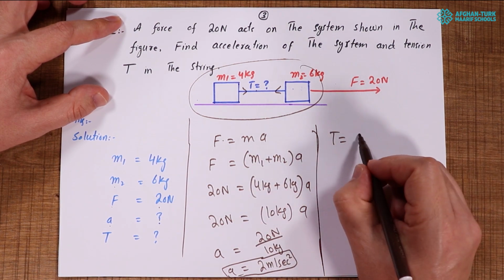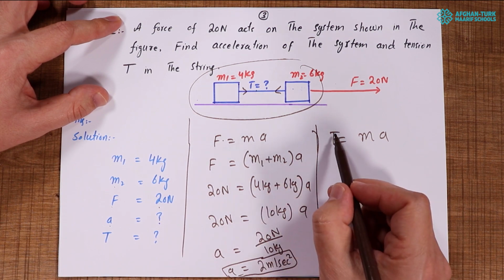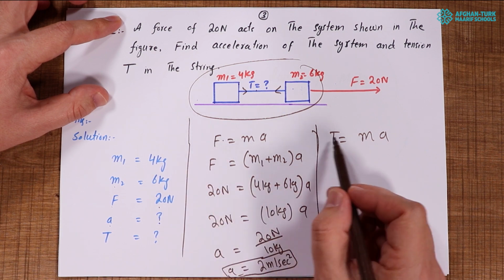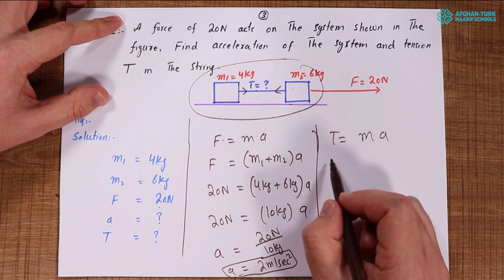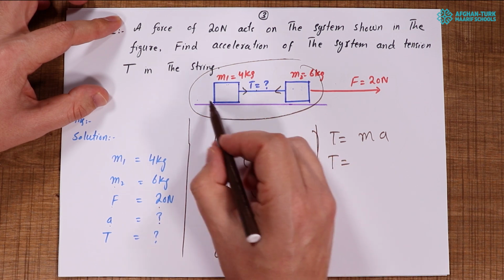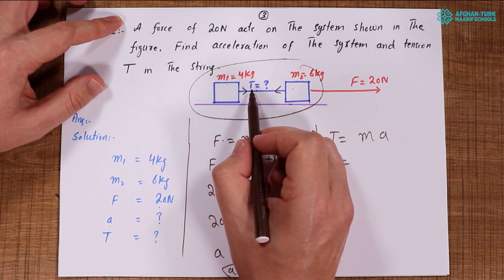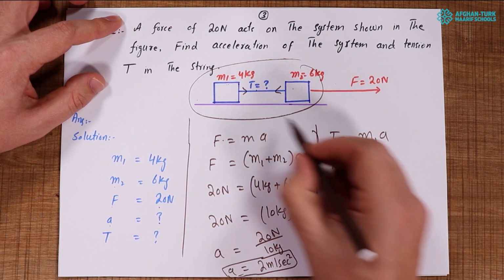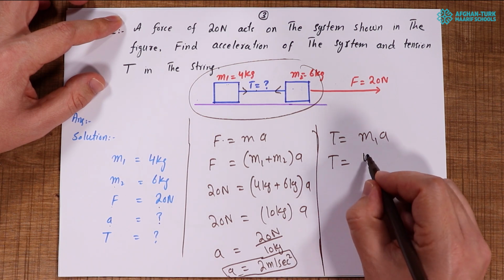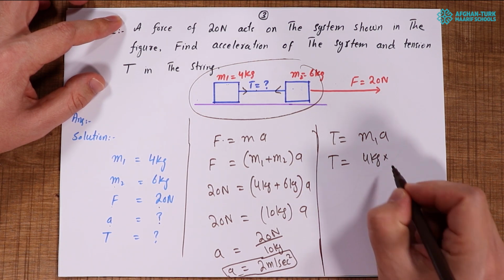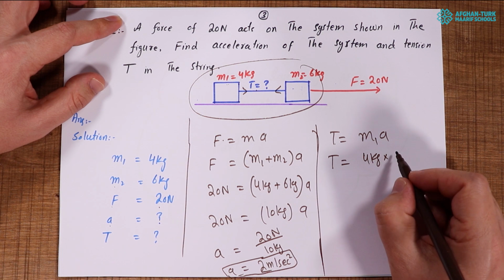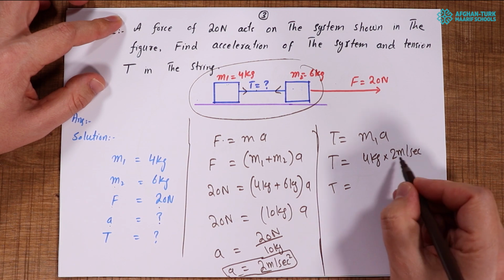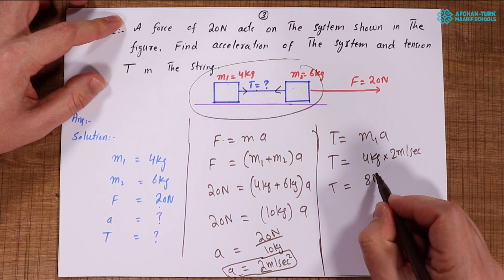F is equal to ma. Tension is a type of force, so I can use T instead of F. Now we will find the tension force on mass 1, so I put m1 here. m1 is 4 kg, multiplied by the acceleration we already found, which is 2 meter per second square. So the tension force, 4 multiplied by 2, is equal to 8 Newton.